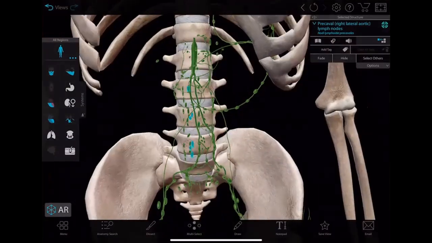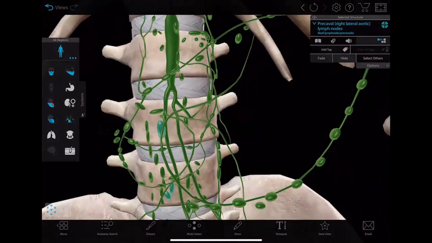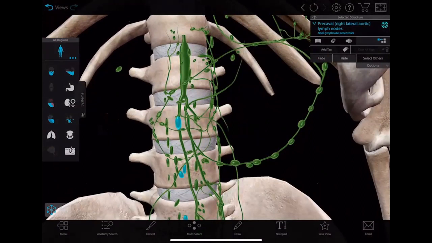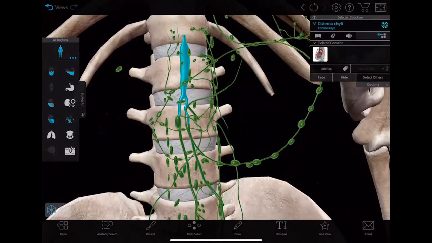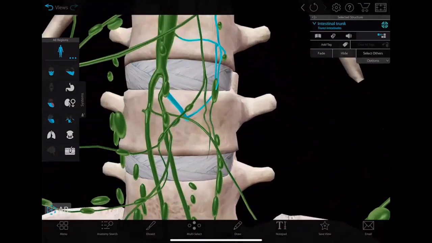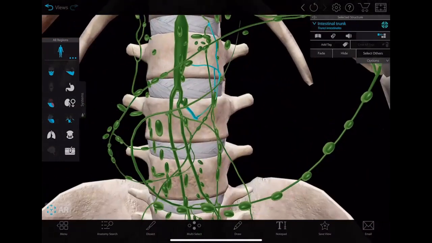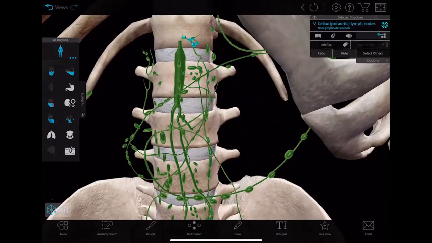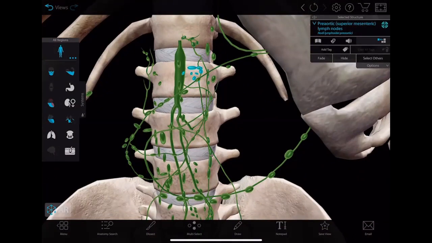I'll show you. This is lumbar. So that is the intestinal lymph trunk. So the selected structures, these are the pre-aortic. These are superior mesenteric nodes, and these are celiac nodes, superior mesenteric, and we have to find inferior mesenteric, not visible.